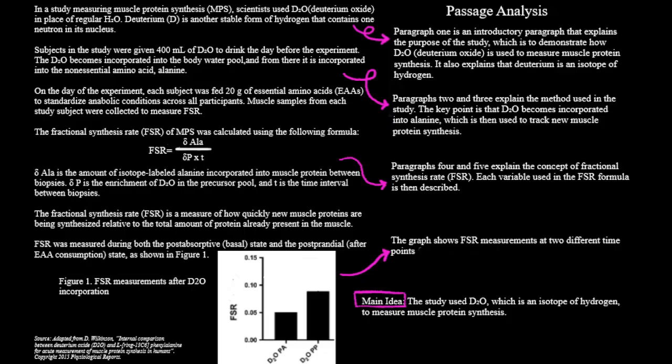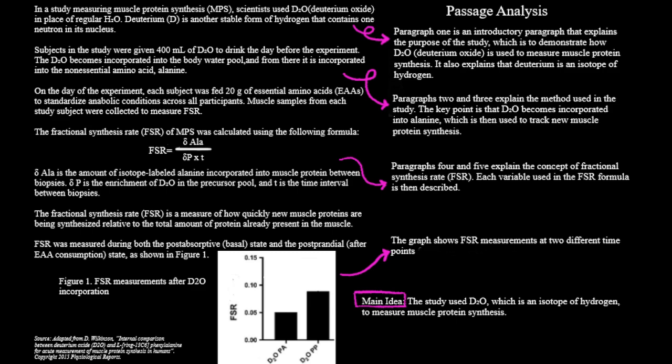It also describes how deuterium differs from the hydrogen found in regular water. It is important to note that deuterium is an isotope of hydrogen, which contains one additional neutron in its nucleus. Paragraphs 2 and 3 discuss the methods used in the study. The key point here is that D2O becomes incorporated into alanine, which is a non-essential amino acid. Recognizing this helps you to connect the labeling method using D2O to how the synthesis of new muscle protein can be tracked.